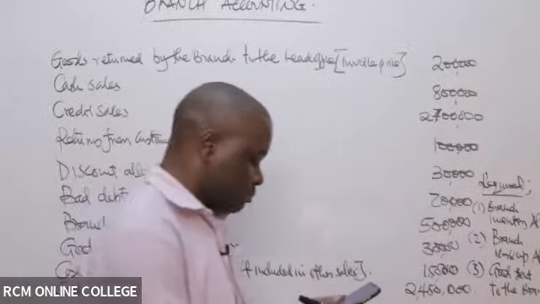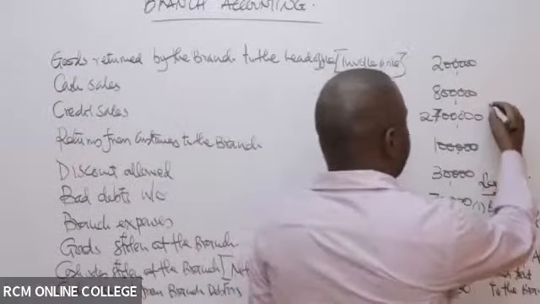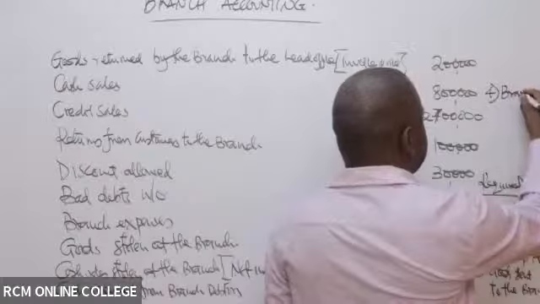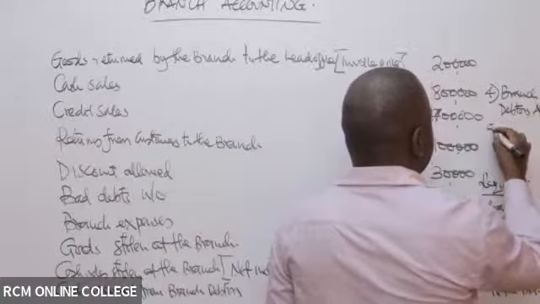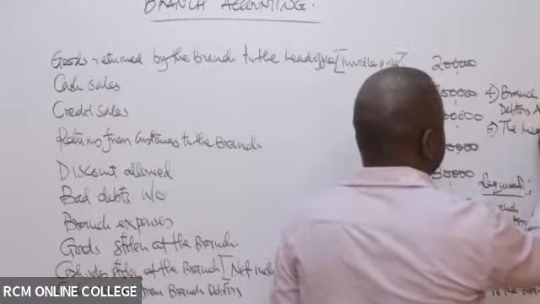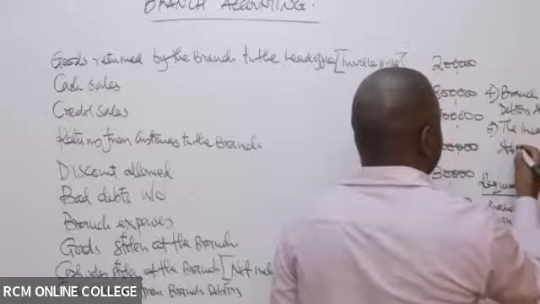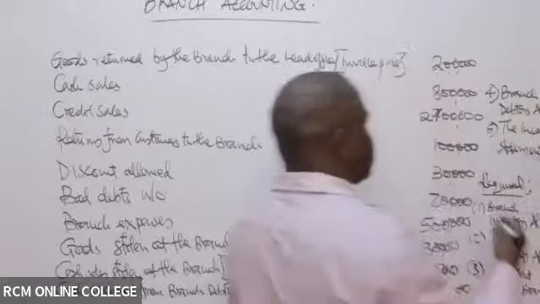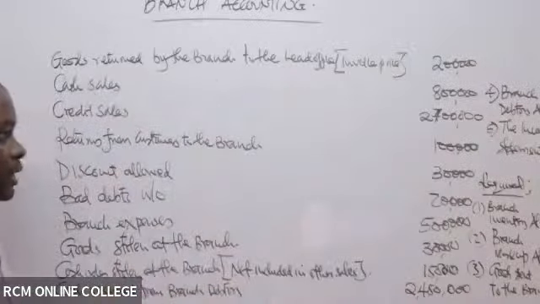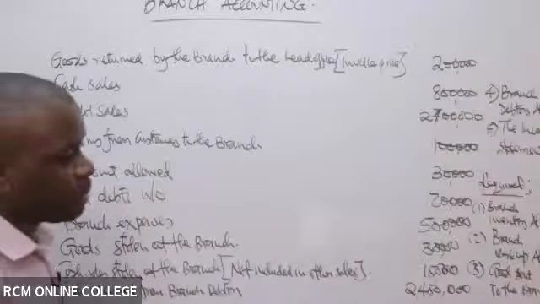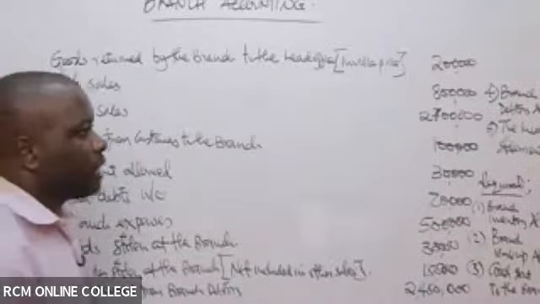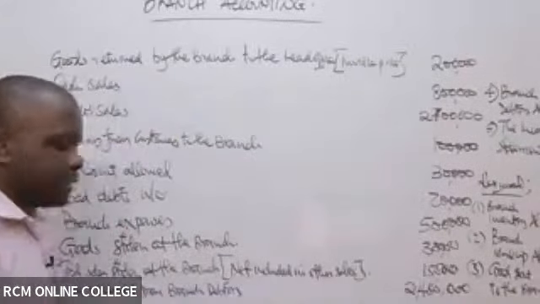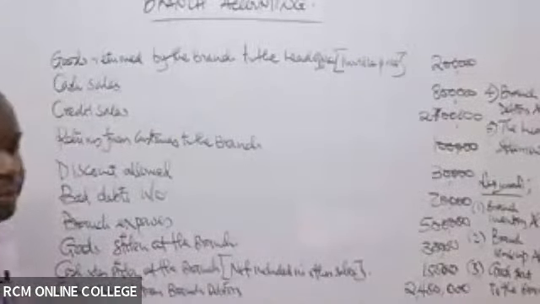Then number four, the branch debtors account. Then number five, the income statement, or the statement of P&L. So these are the ledger accounts they want you to end up preparing. That is what they required from the question we have. So you prepare the branch inventory account, the branch markup account, the goods sent to the branch account, the branch debtors account, and the income statement account.